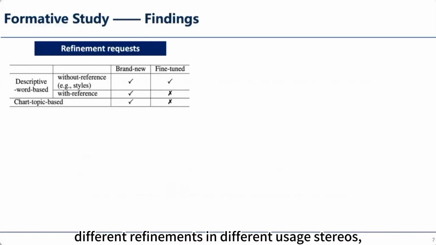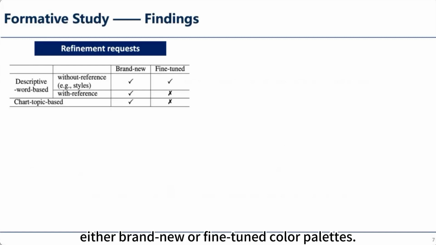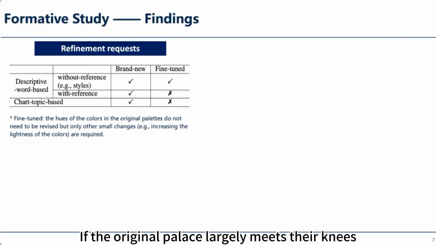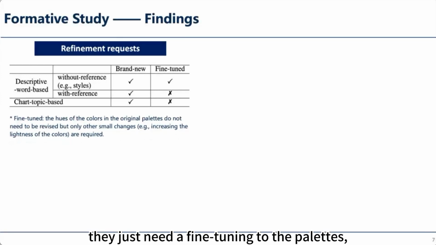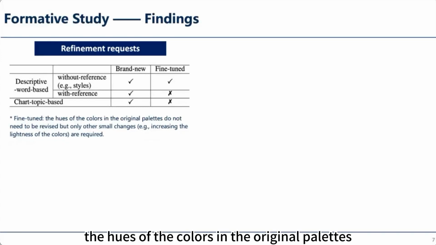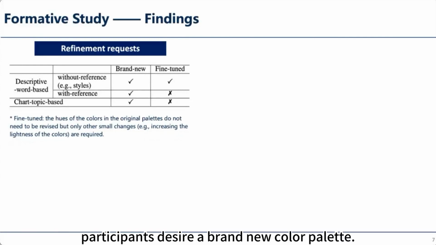With the same without reference requests, participants may desire different refinements in different usage scenarios, as a brand new or fine-tuned color palettes. If the original palettes largely meet their needs, they just need a fine-tuning to the palettes, which means that the hues of the colors in the original palettes do not need to be revised, but only other small changes are required. In other cases, participants desire a brand new color palettes.